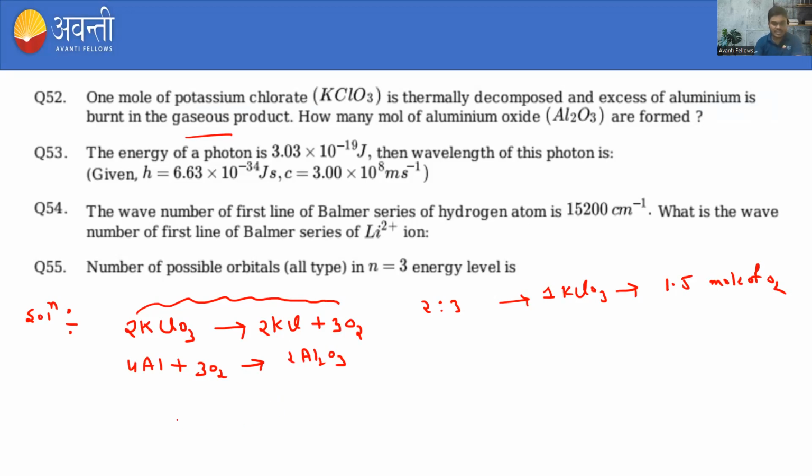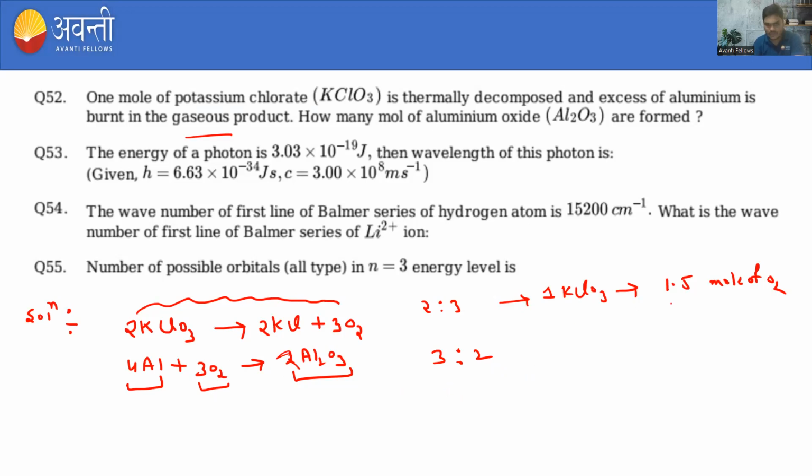Okay. Now in the second step, the molar ratio for O2 and Al2O3 is, so we can say that 4Al and 3O2 will produce 2Al2O3. Clear hai? So the molar ratio for the second reaction is nothing but 3:2. If you're considering oxygen and aluminum oxide only, the ratio becomes 3:2. So the 3 mole of oxygen produce 2 mole of aluminum oxide.